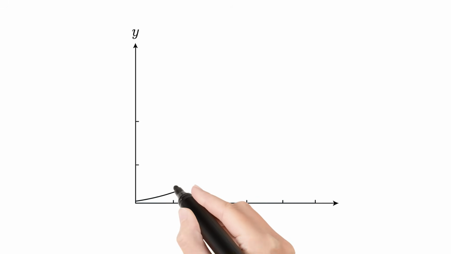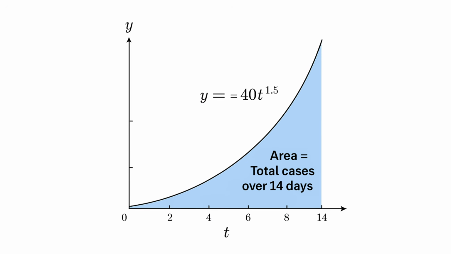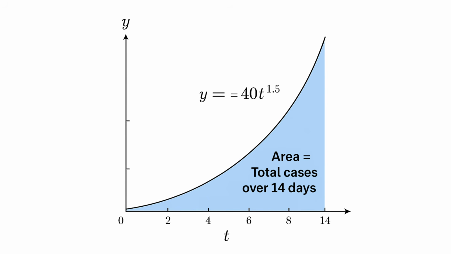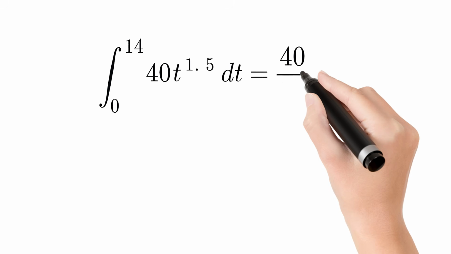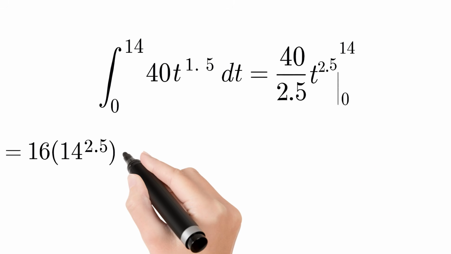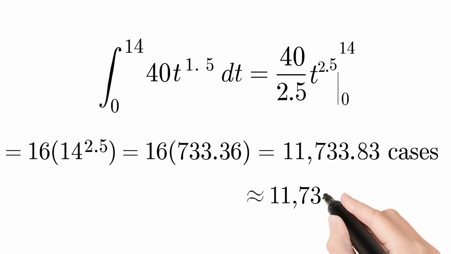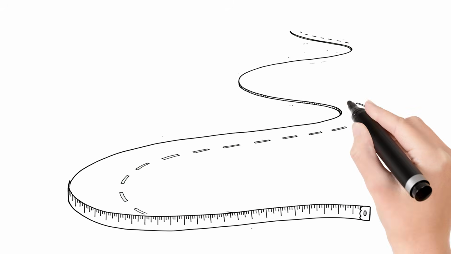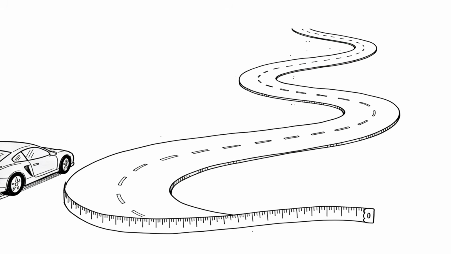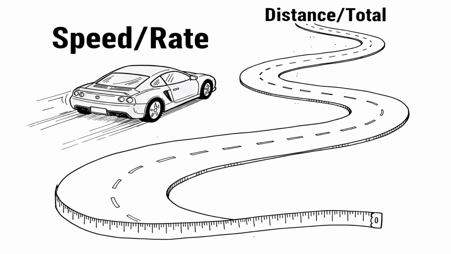Let's say you're modeling a 14-day waterborne outbreak using this curve. To find the total cases over the 2-week window, integrate from 0 to 14. That's not a guess. It's a precise estimate. And it's immediately actionable for supply chain planning, resource allocation, and early alerts.